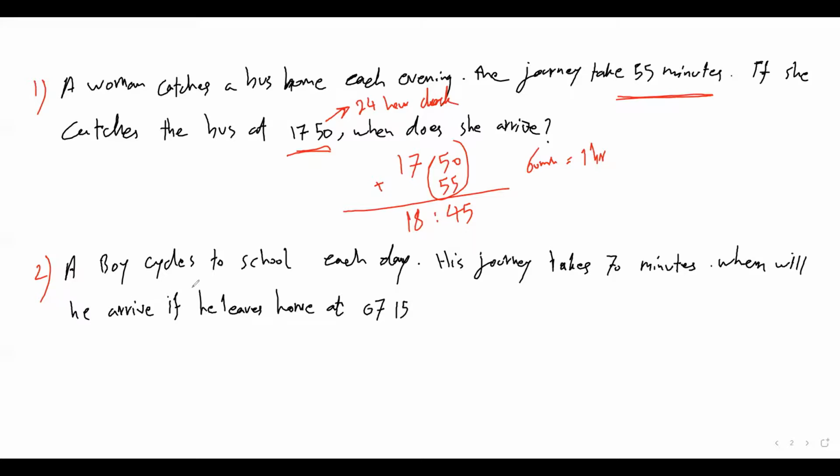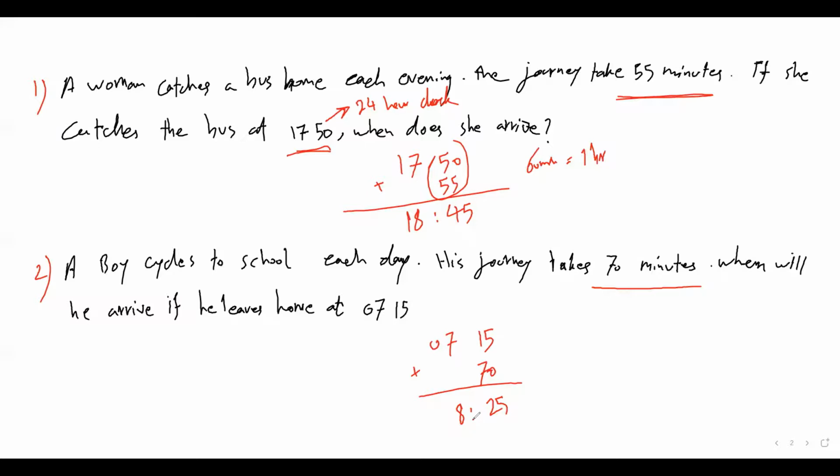So here we have a boy who cycles to school each day. His journey takes 70 minutes. When will he arrive if he leaves home at 7:15? Okay, so we have 7:15 plus 70, so it's the same thing. That gives us 85. 85 minus 60, we're left with 25, but don't forget to add 1 here, so that's 825. So this is important.